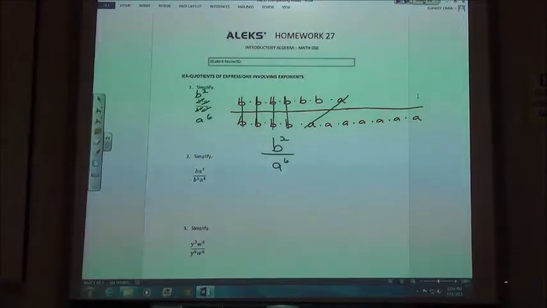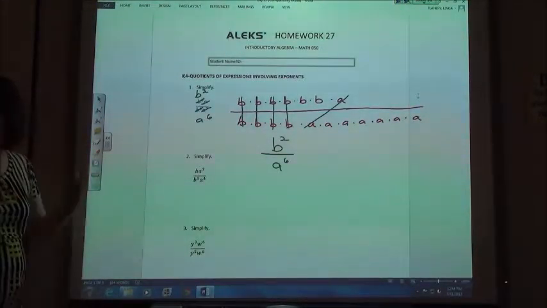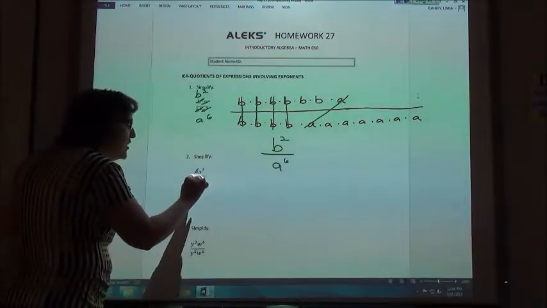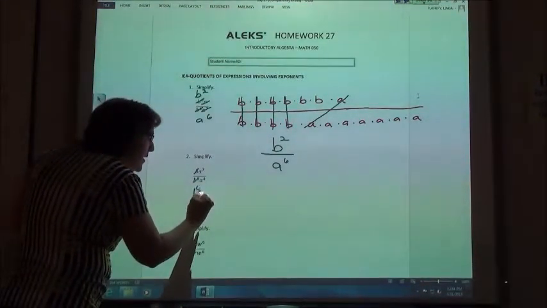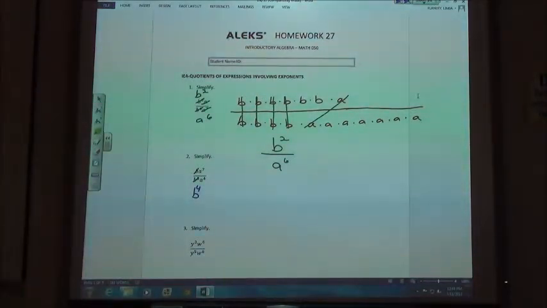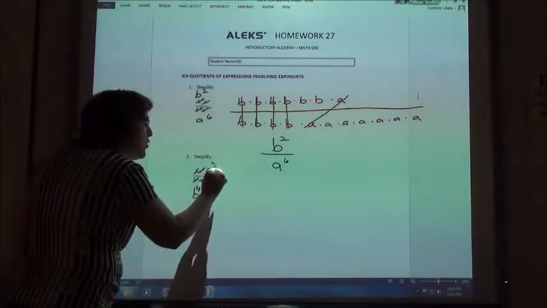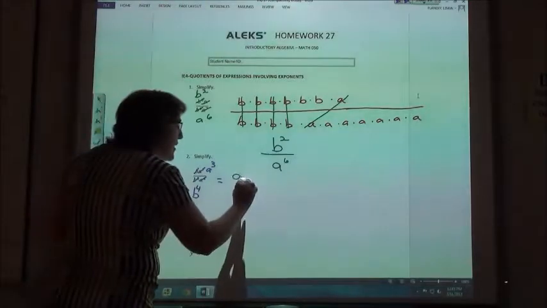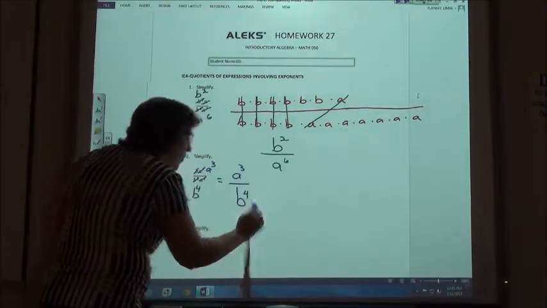So if I have b a to the seventh over b to the fifth, a to the fourth, on my b's, how many b's can I take out of there? Just 1. I have 1 in common on the top and the bottom, so if I take the 1 off the top, it's going to leave me b to the fourth on the bottom. With my a's, how many a's can I take out of there? 4, right? We've got 7 on top, 4 on the bottom, so I can take off 4. That leaves me a to the third on top. So my answer is going to be a to the third over b to the fourth.